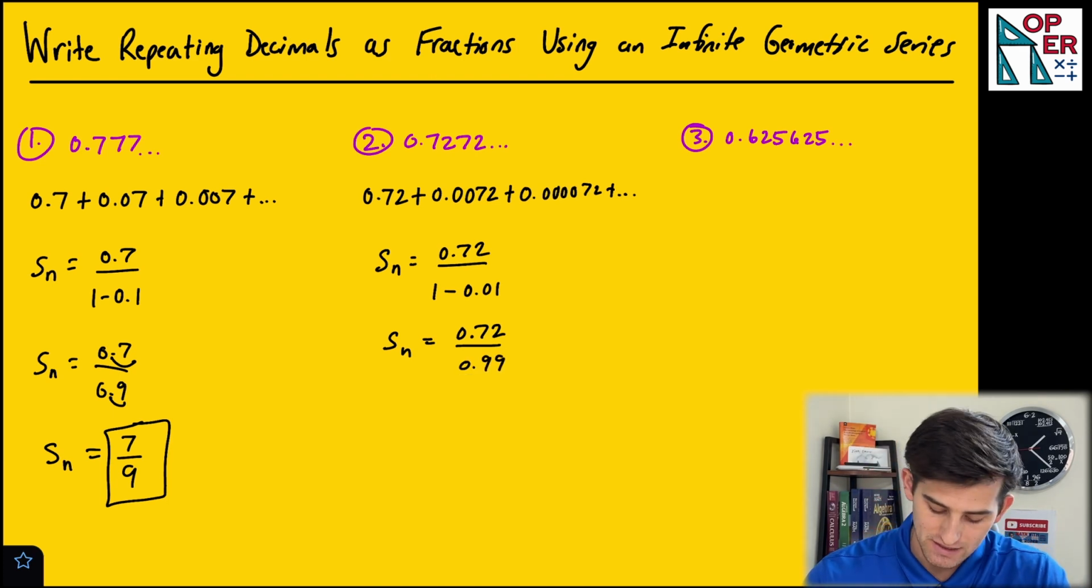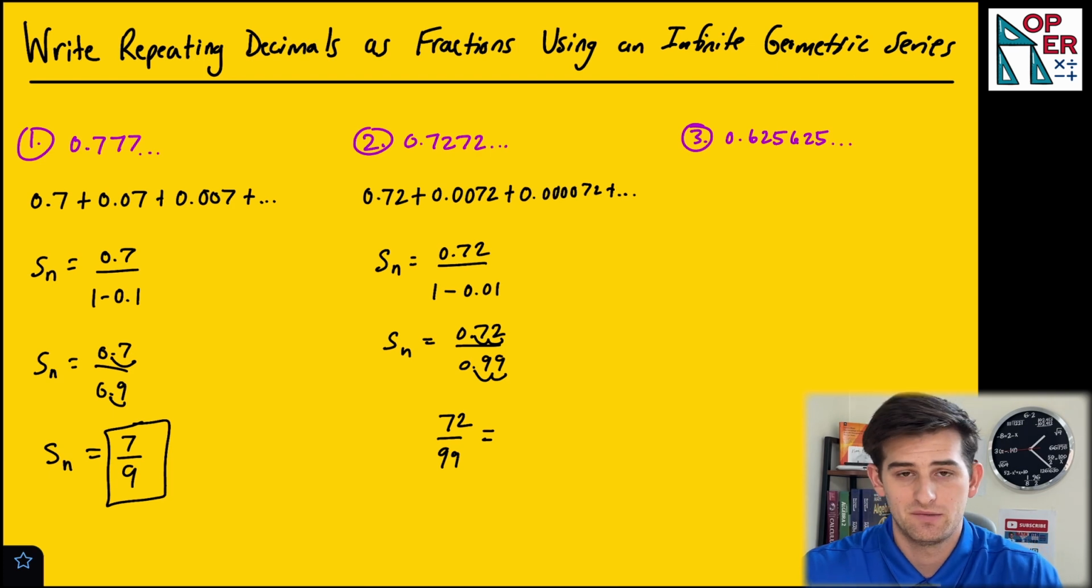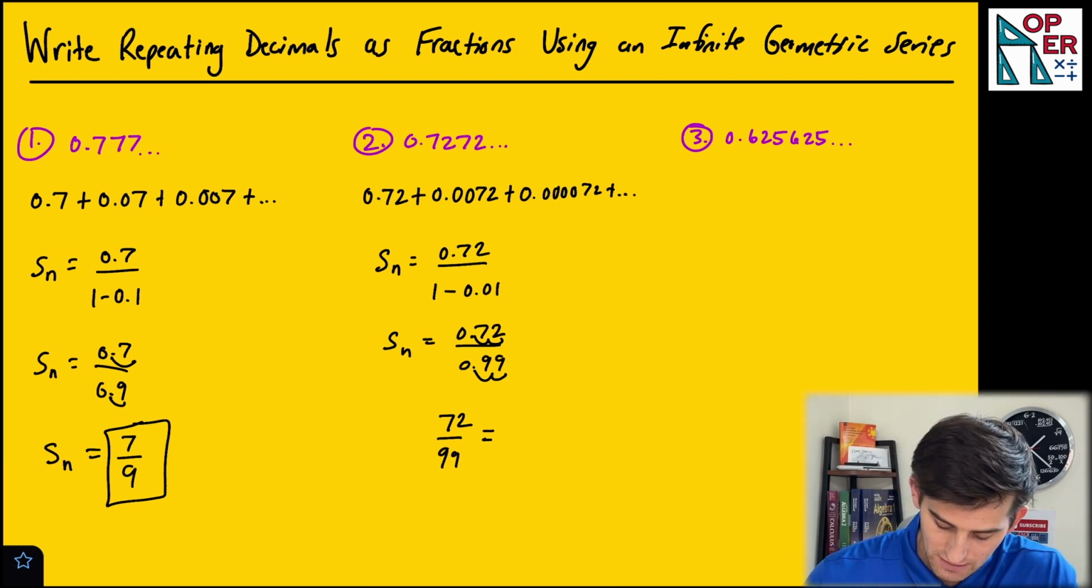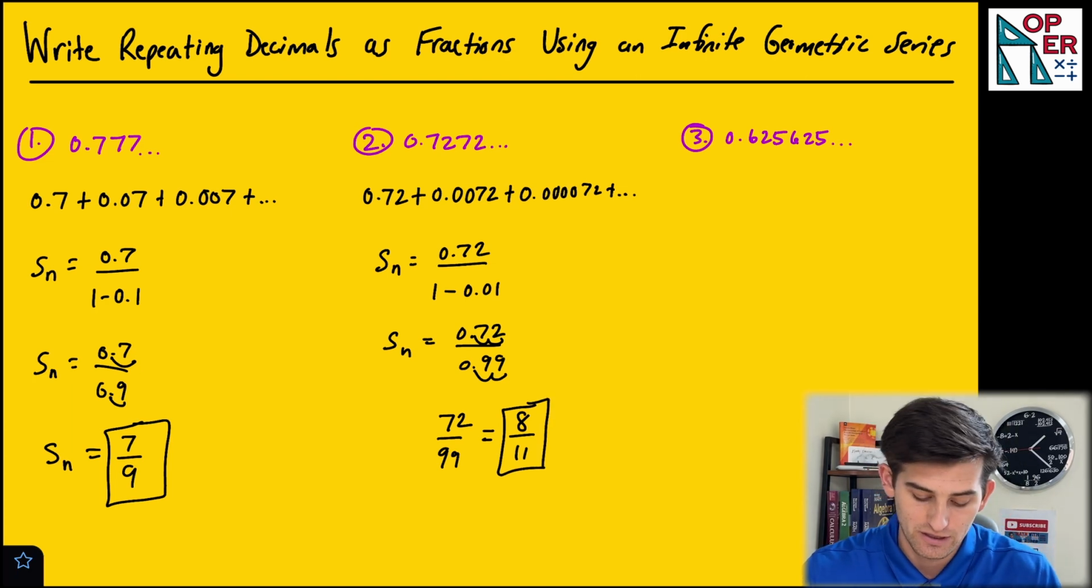So now we can simplify this, 0.72 over 0.99. Once again, we don't want to have a decimal, so let's move the decimal twice to the right. So now we have 72 over 99. And if we notice, we can reduce that because both those numbers are divisible by 9. And we're going to get a final fraction of 8 over 11. So 8 over 11, if we type that in our calculator, we're going to get 0.72 repeating.